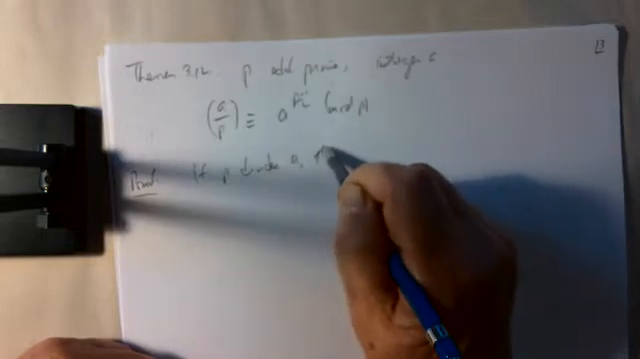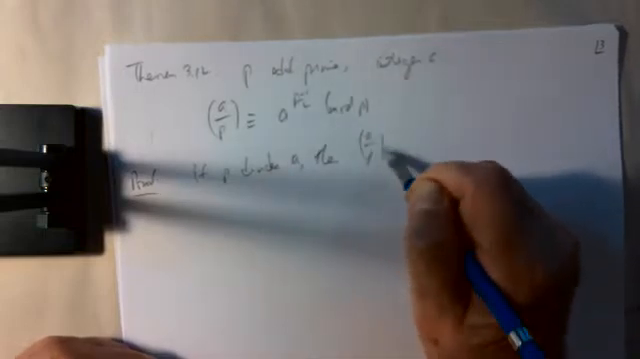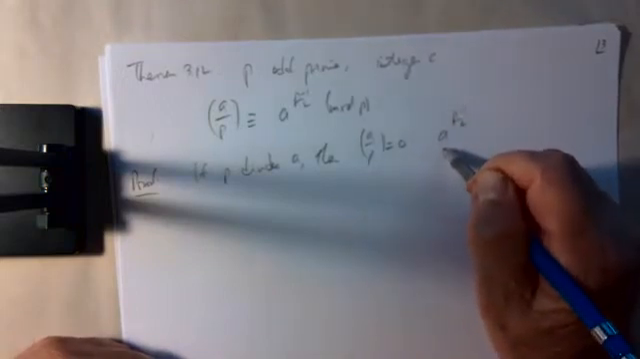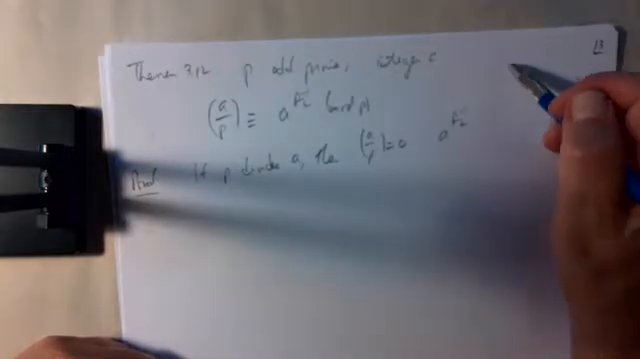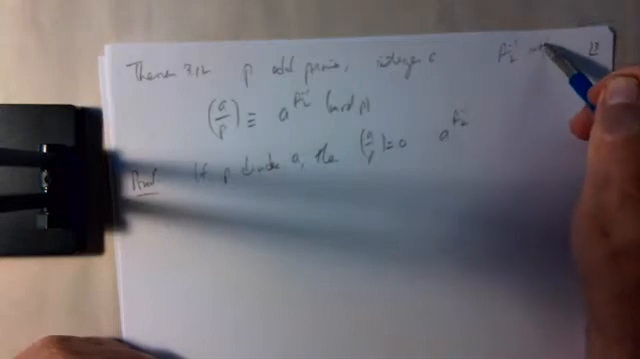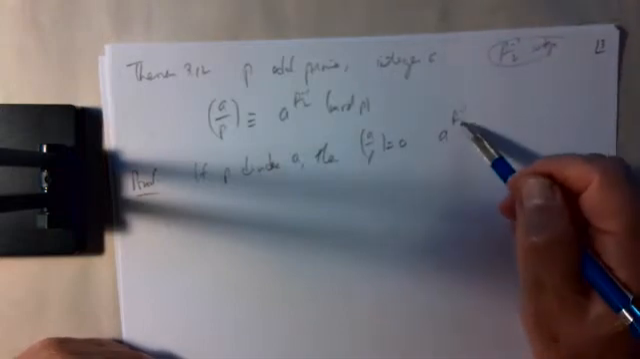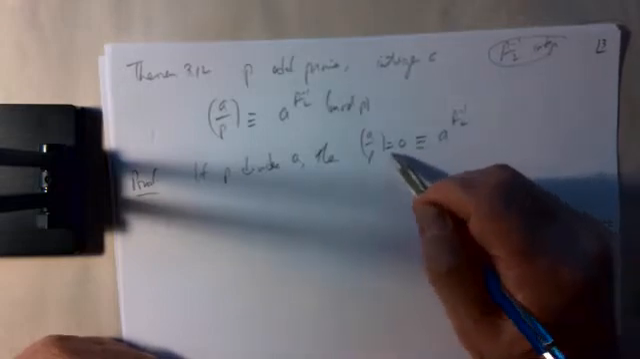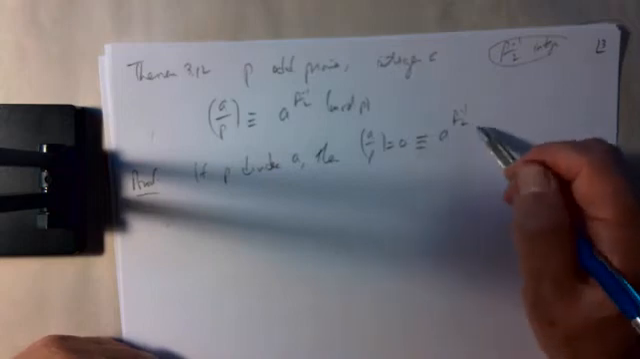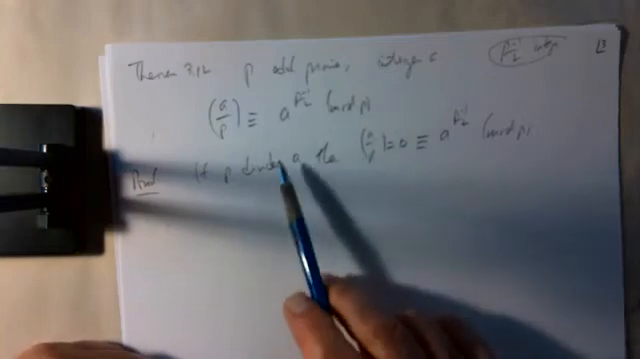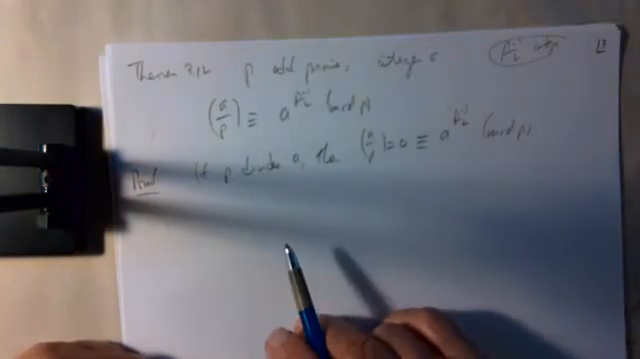So there's one sort of trivial case. If p divides a, then a over p is 0, and a to the (p minus 1) over 2: p is odd, so (p minus 1) over 2 is an integer. So this is a to a positive integer power, and p divides a, so this is divisible by p. They're both congruent to 0 mod p. So this statement is true if p divides a. That's the first case.